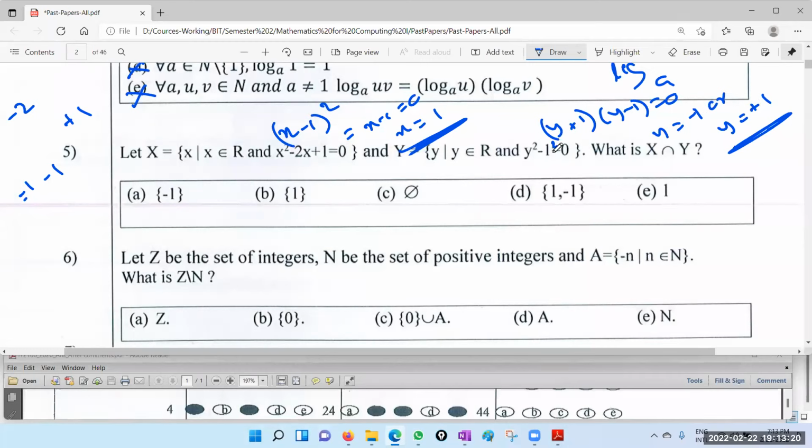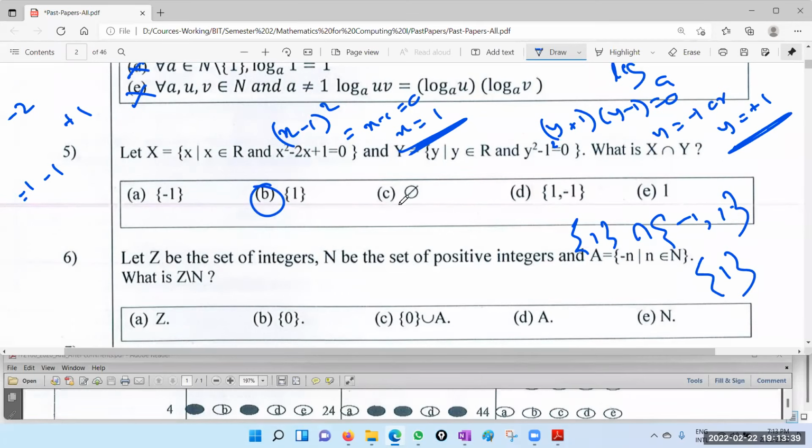Okay. So therefore intersection must also be written as a set. It's very important. It must be a set. So the intersection between the set containing 1 and the set containing minus 1, plus 1 is the set containing plus 1. Okay. So this is the answer.